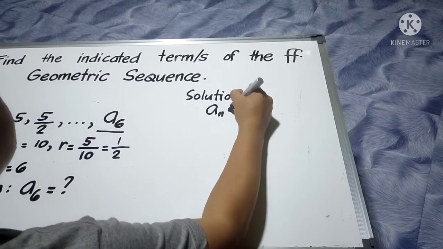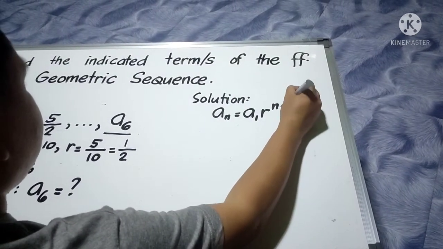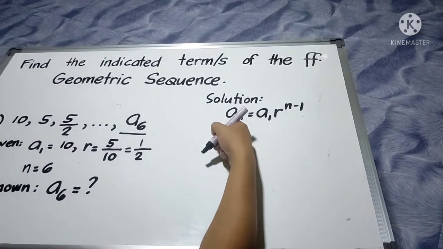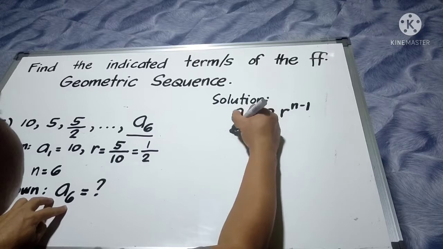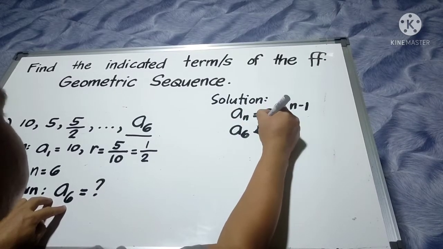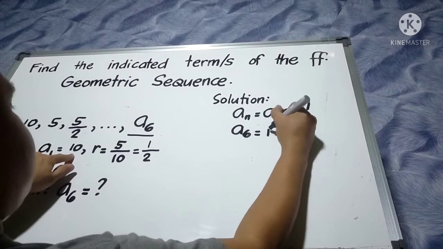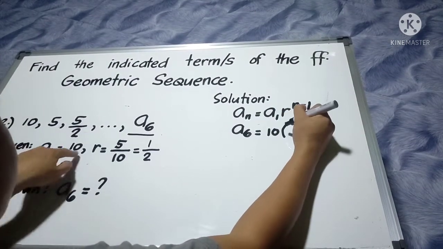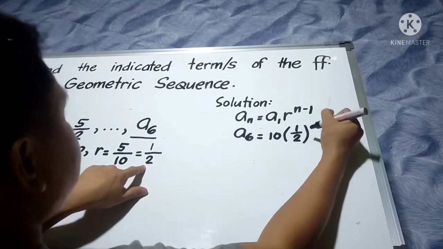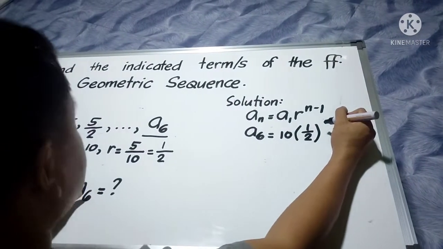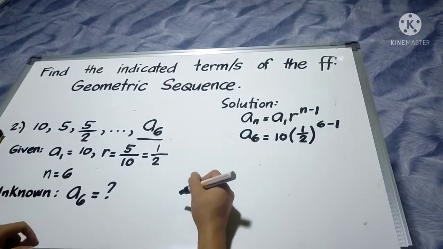A sub n is equal to a sub 1 r to the exponent of n minus 1. You substitute your a sub n with your n term, and that is your unknown. A sub 6 is equal to, your a sub 1 is 10, so you write 10 here. Your r is 1/2, so you write 1/2, raised to the exponent of your n, which is 6, so 6 minus 1.